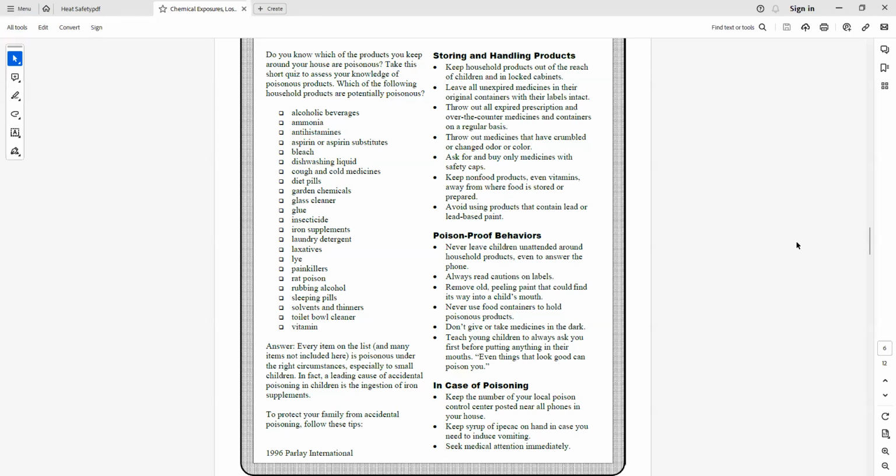In case of poisoning, keep the number of your local poison control center posted near all phones in your house. Keep syrup of ipecac on hand in case you need to induce vomiting. Seek medical attention immediately.